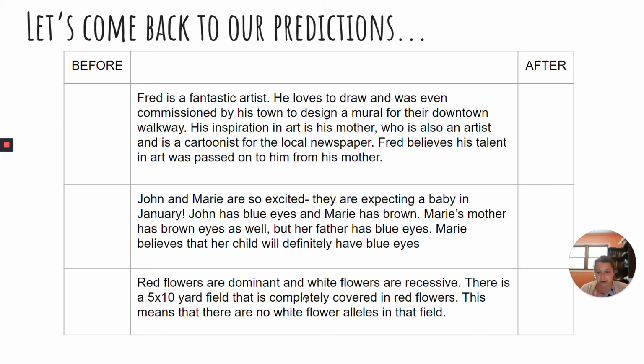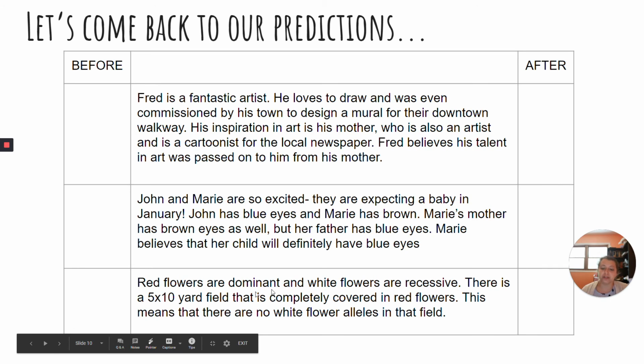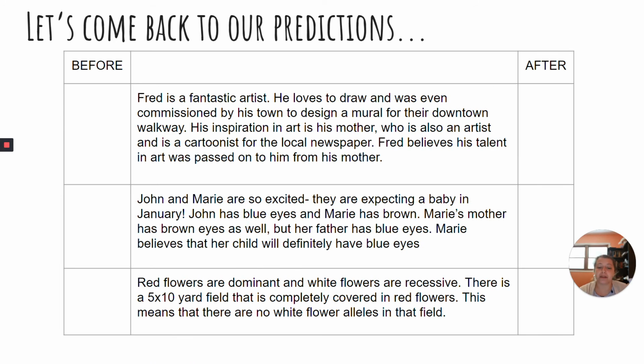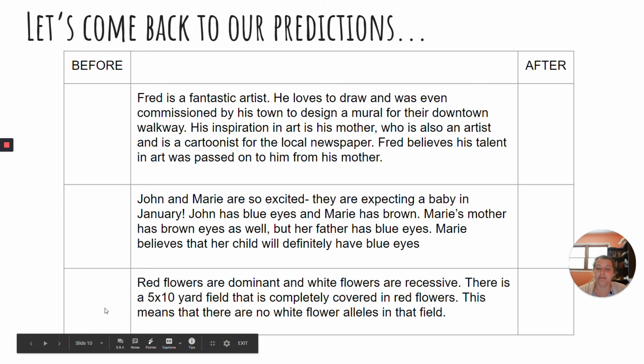There is a 5 by 10 yard field that is completely covered in red flowers. All red flowers. This means there's no white flower alleles. Okay? It is okay if you put agree. It is okay if you put disagree. But now you should be thinking, that's not necessarily true.